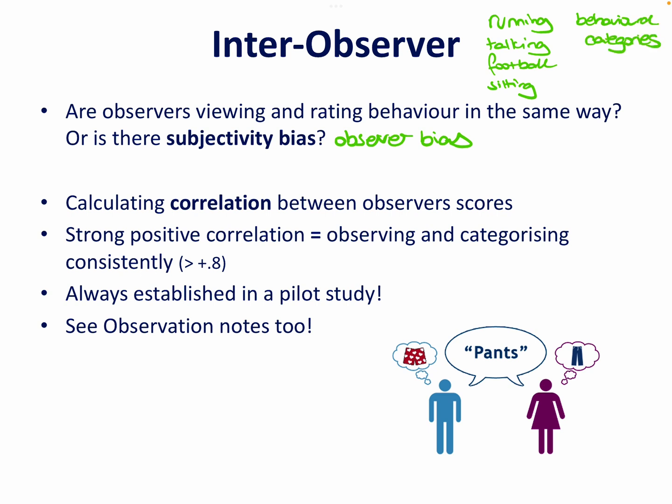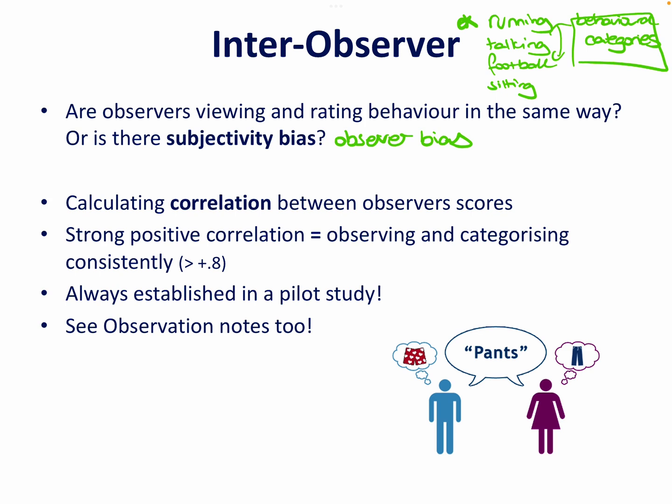We want to know, are our observers interpreting those behavioral categories in the same way? Is what I'm classifying as running the same as what you're classifying as running? Or is there maybe a mix-up between whether somebody's playing football or whether they're running? Because those two things might look very, very similar.